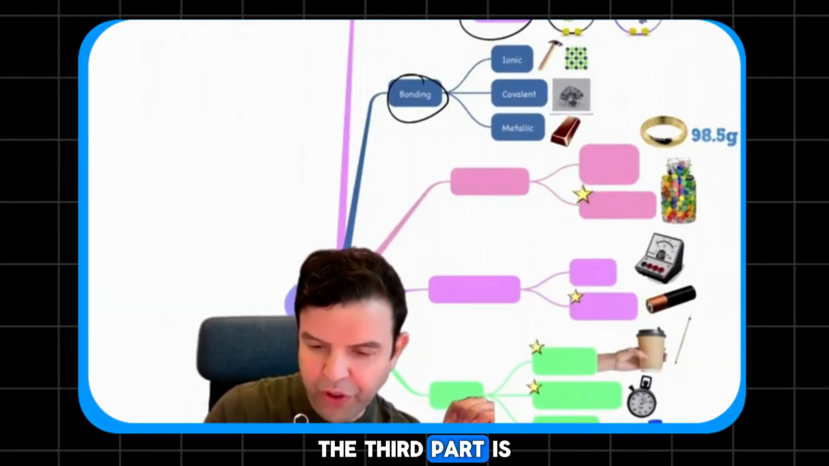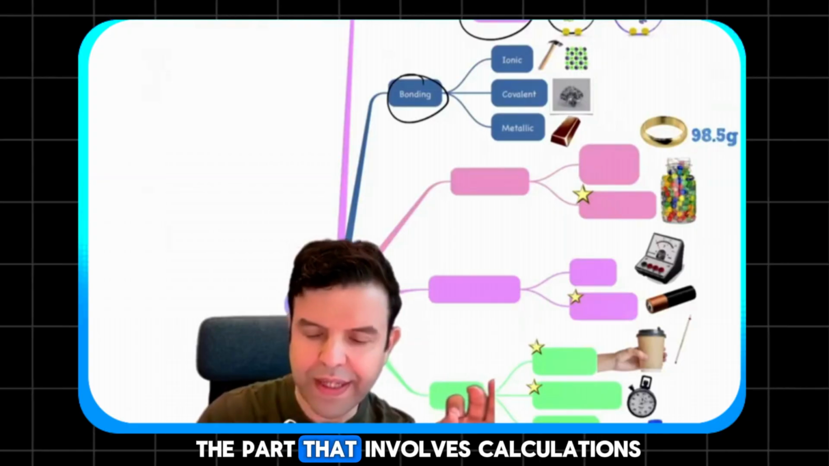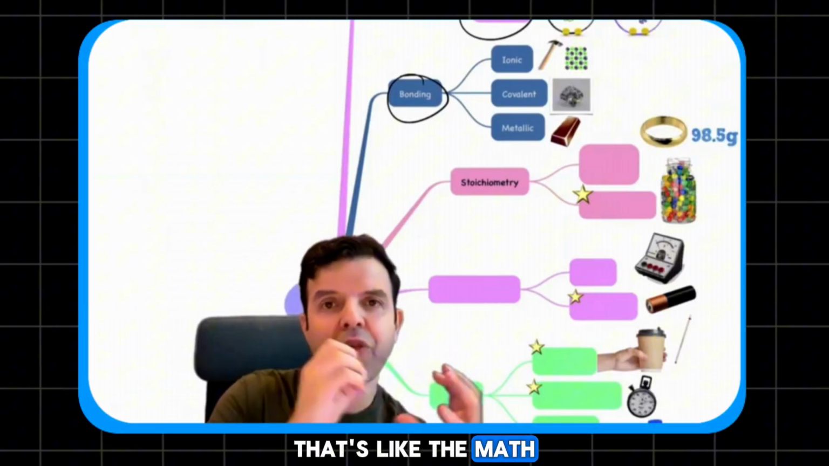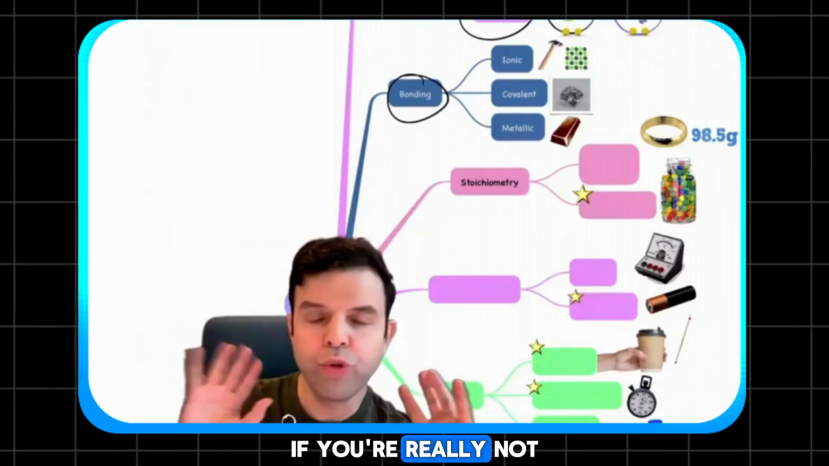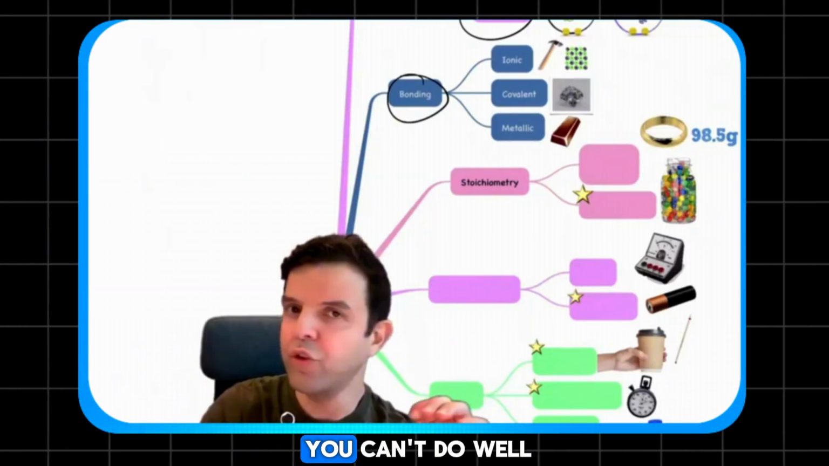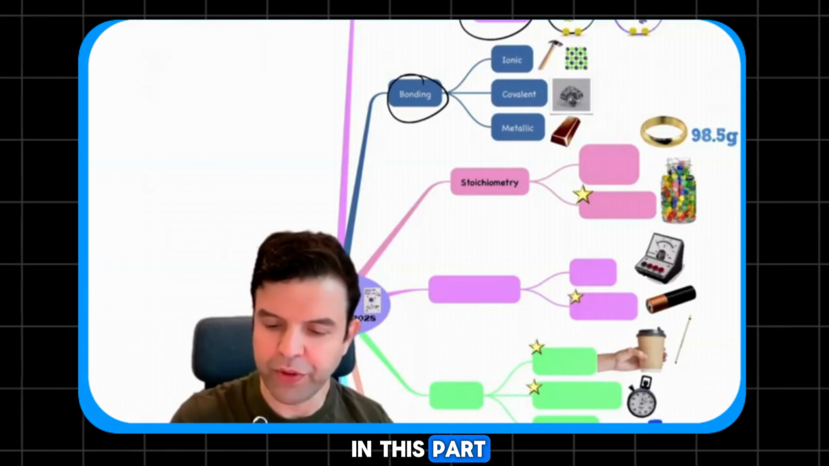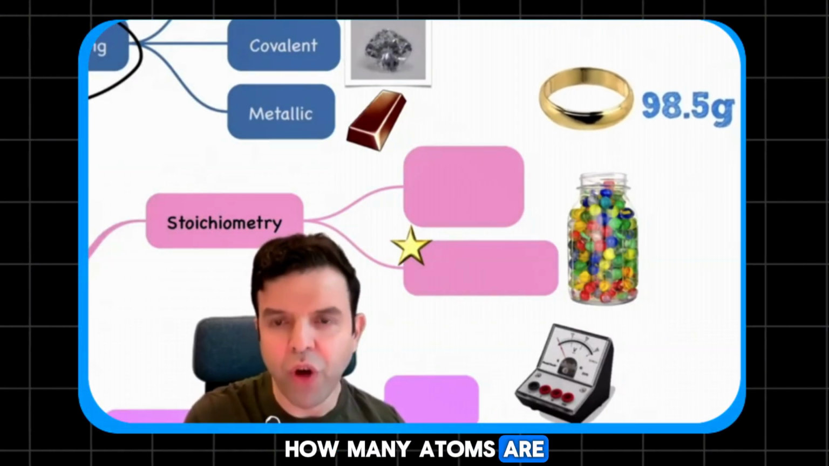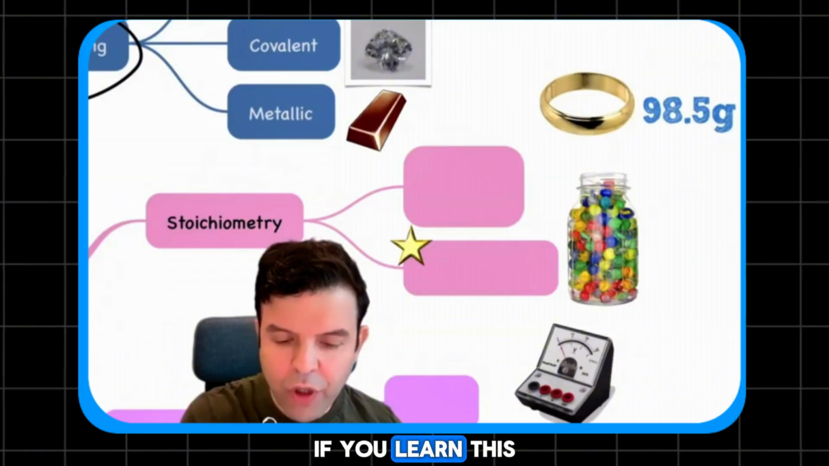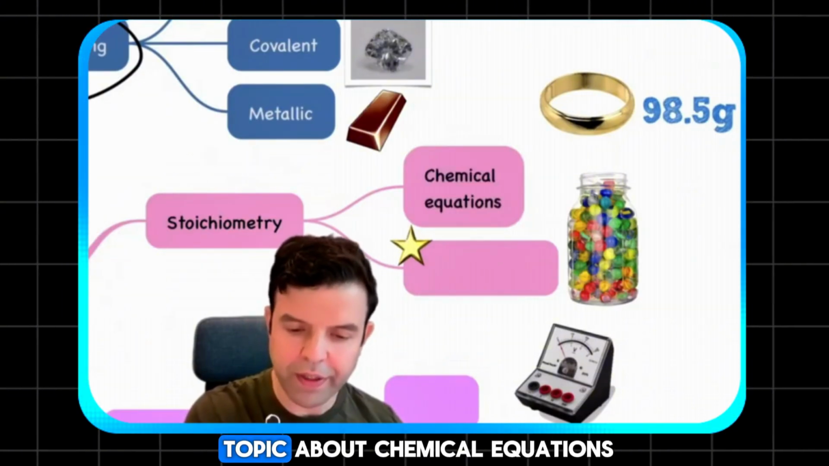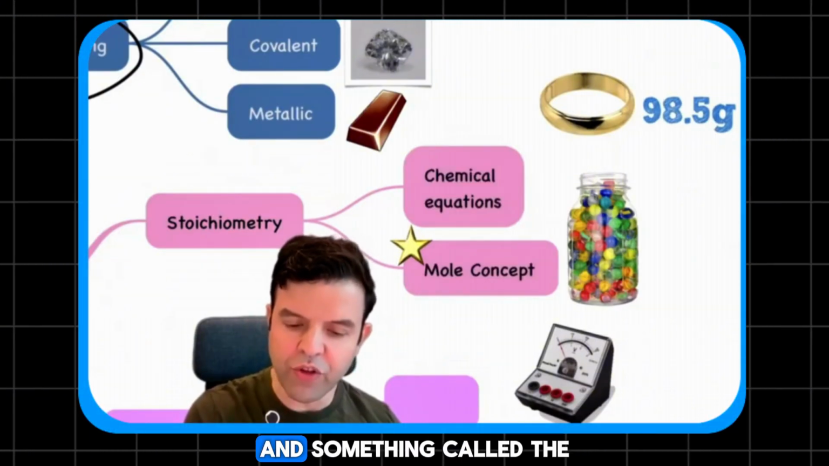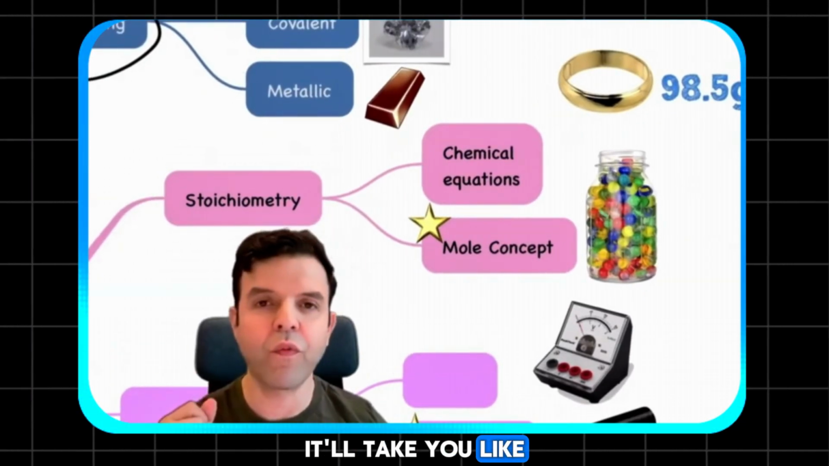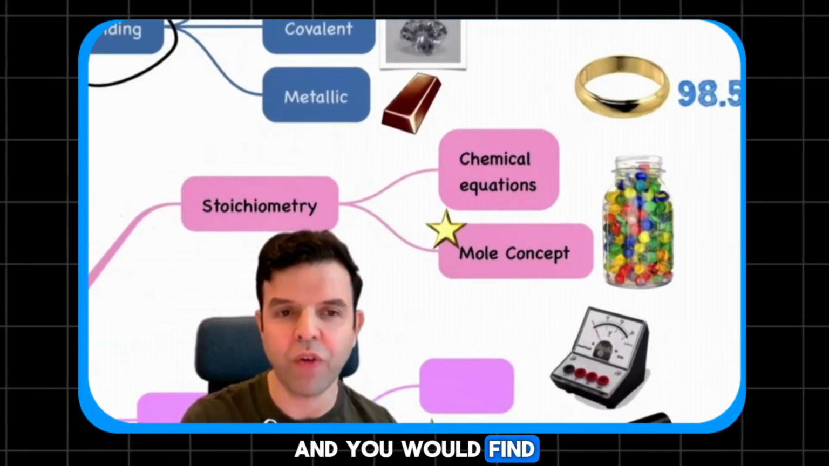The third part is the part that involves calculations. That's like the math part of chemistry. If you're really not good at math, that doesn't mean that you can't do well in this part. So someone gives you this ring and asks you, how many atoms are there in this ring? If you learn this topic about chemical equations and something called the mole concept, it'll take you like 30 seconds and you would find the answer.